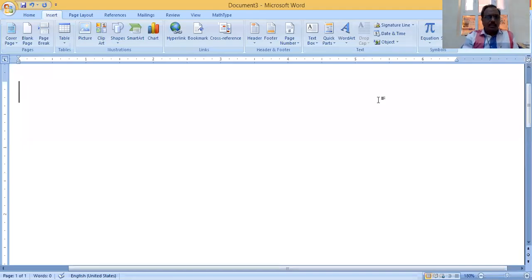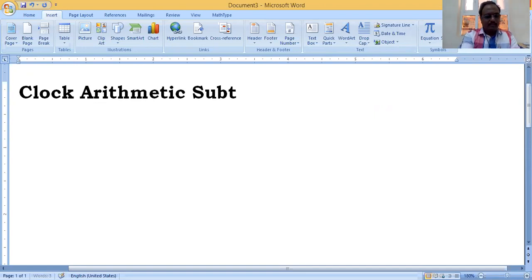Good morning, everyone. In the last class, we discussed clock arithmetic addition. Today, we are going to discuss clock arithmetic subtraction: how to find the difference in the clock system. We are going to define subtraction in the clock system with respect to a few ideas.